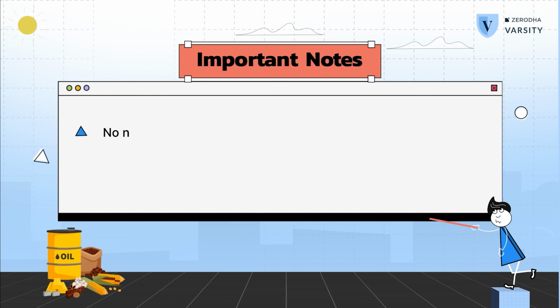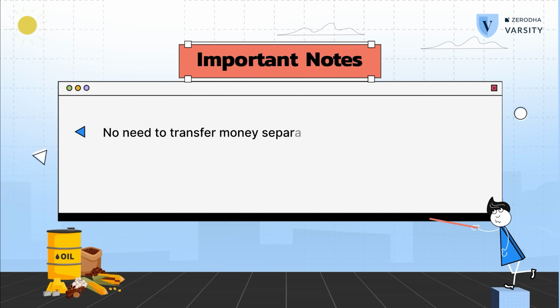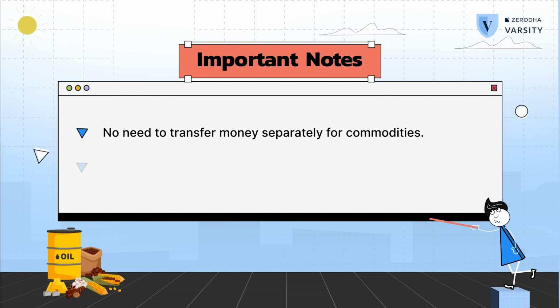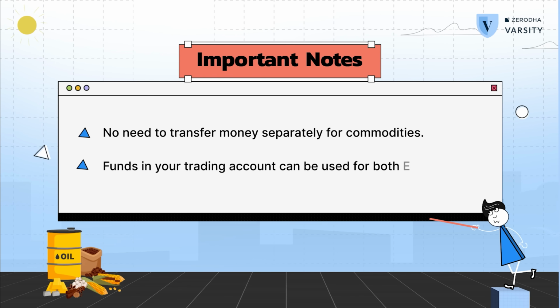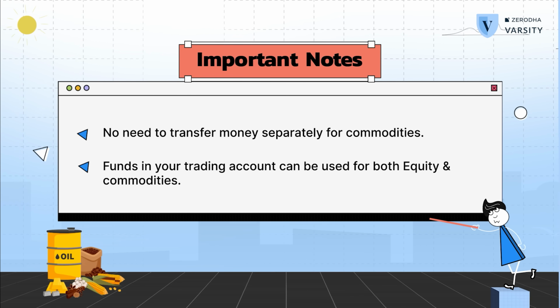Please note, you don't have to transfer money separately to your commodities account to trade commodities. The regular fund transfer you make for your trading account can be used for both equities and commodities. This is of course a big advantage for commodity traders as it saves a lot of time.